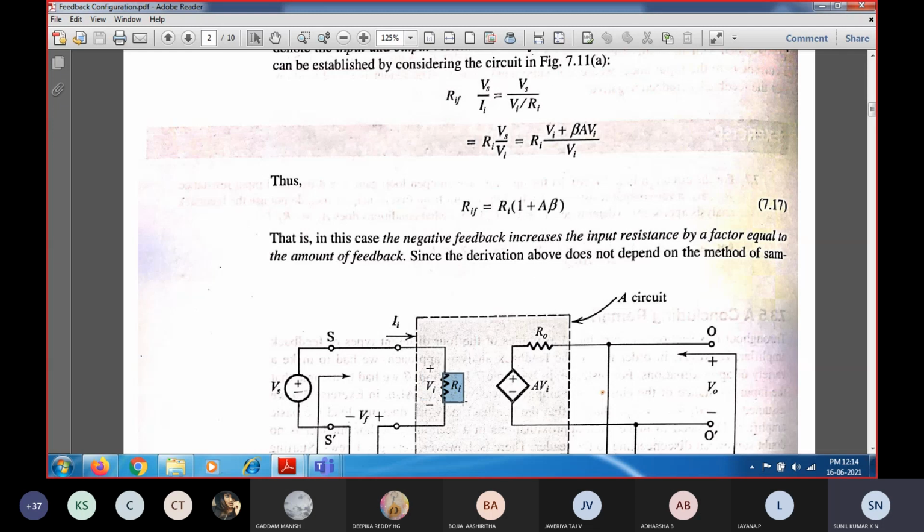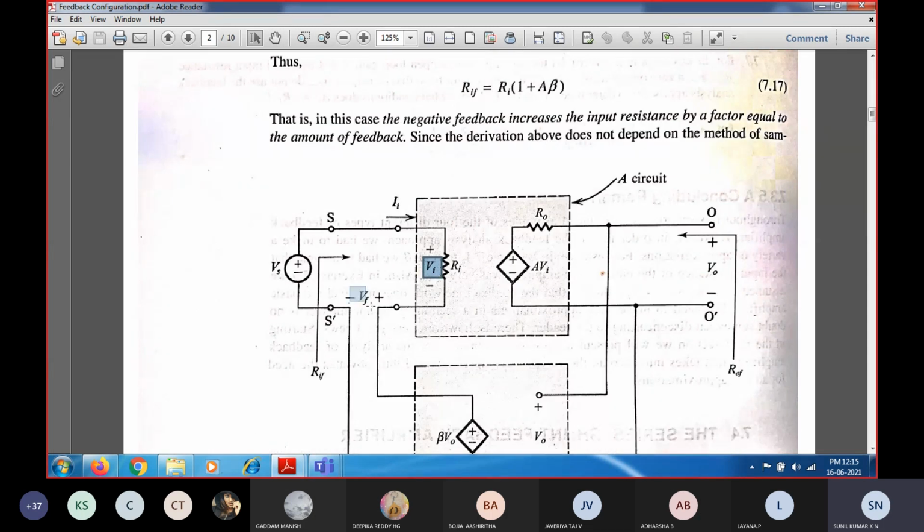So Vi by Ri will be the value. So Ii will be equal to Vi by Ri. And what is Vs? Vs is nothing but a source voltage. So how are we going to represent it in terms of Vi? We have to provide a relation. So Vs minus Vf will be equal to Vi. So Vs will be equal to Vi plus Vf.